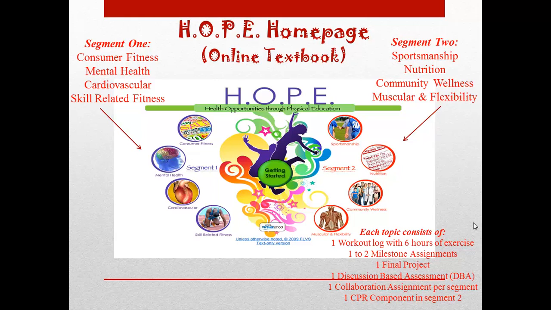In the middle of the HOPE homepage, you will see your Getting Started button, which is that green circle in the middle. You want to start there first. Go through your lessons. When you get to lesson 3, you will locate your fitness test. It will require you to do 4 things.